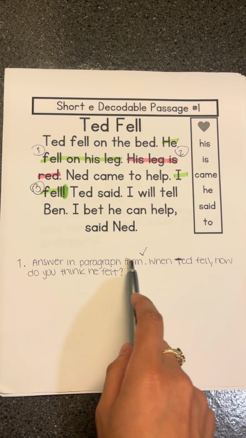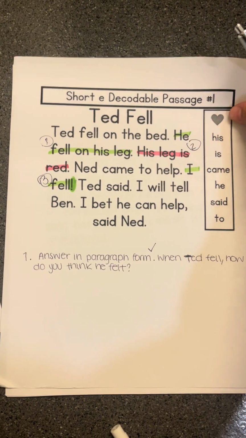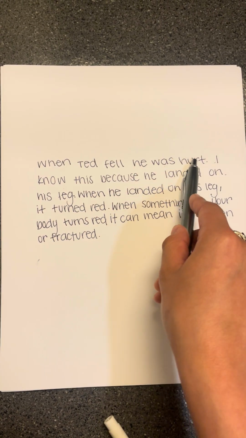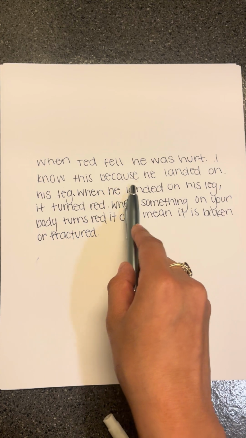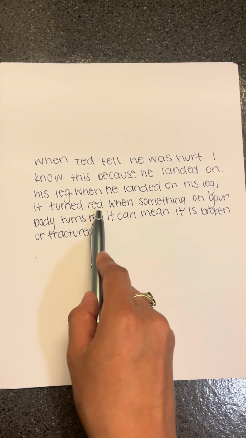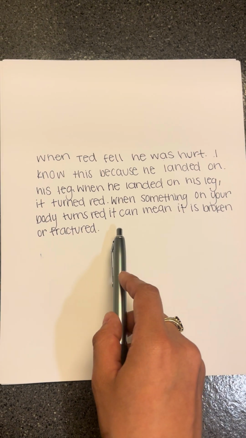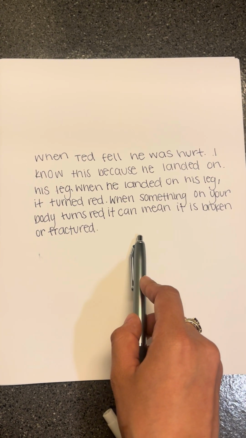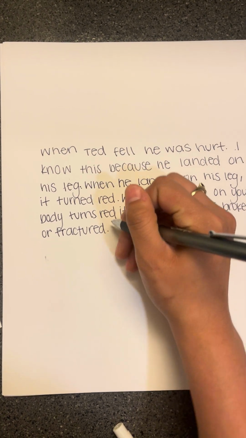Answer in paragraph form. When Ted fell, how do you think he felt? When Ted fell, I'm restating, he was hurt. I know this because he landed on his leg. When he landed on his leg, it turned red. When something on your body turns red, it can mean it is broken or fractured. Ted felt hurt when he fell. We can add that as our concluding sentence.